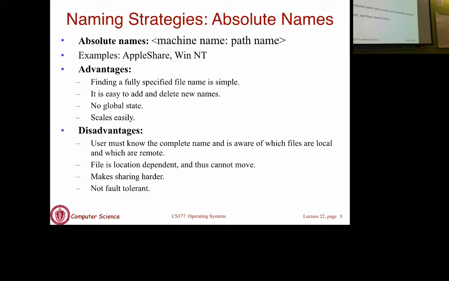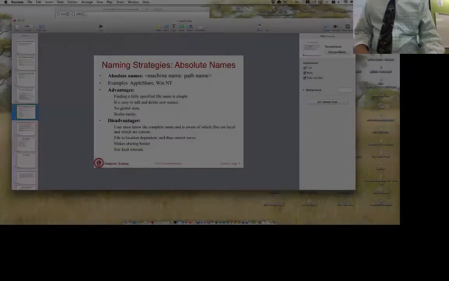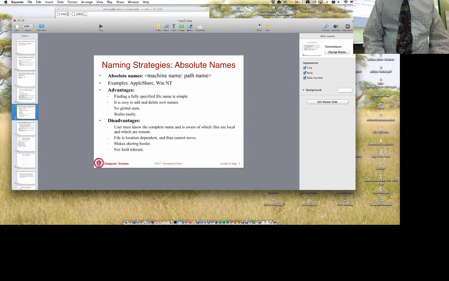Okay? The disadvantage is all from a user perspective, which is that users now always need to specify the name of the volume when they access files. The file is location dependent. If you move it, the file name has to change. It's going to make sharing harder because you have to now specify file names and so on. Okay? So that's basically the simplest naming strategy, which is absolute file names. And I'm going to show you an example.